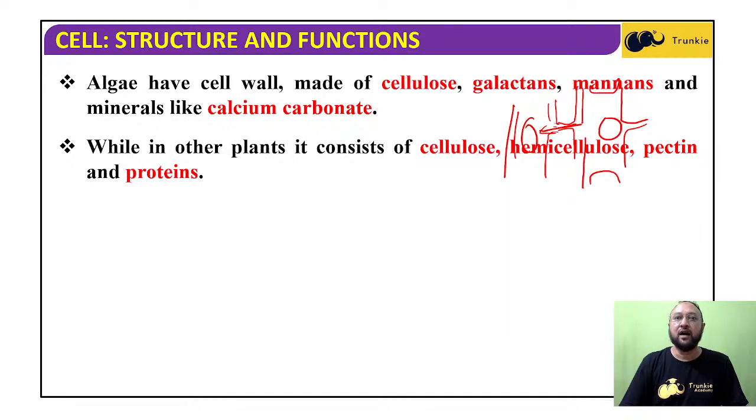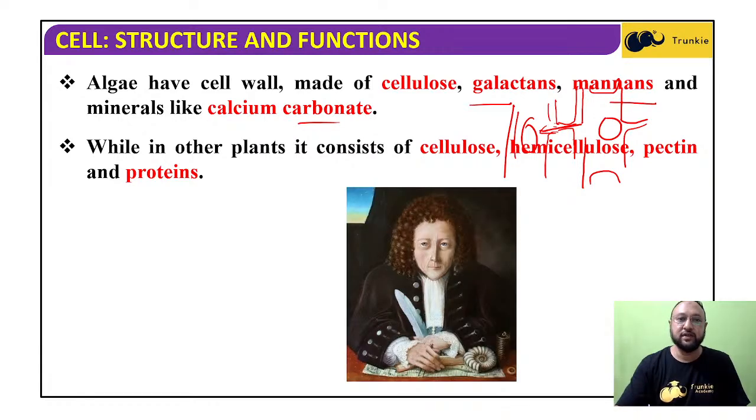So this is the marked difference, a clear-cut difference between the cell wall of algae and the higher green plants. Cellulose is common, but galactans, mannans, and minerals like calcium carbonate are present in the cell wall of algae. This is very important for the NEET examination. Cellulose, hemicellulose, pectin, and proteins are present in higher plants. In algae, galactans, mannans, and calcium carbonate are present. Mannan is also a kind of carbohydrate.